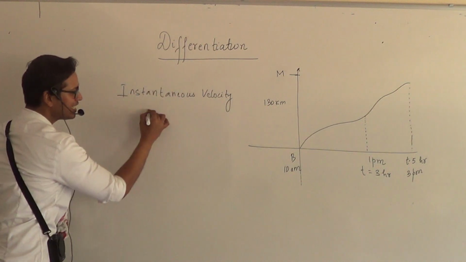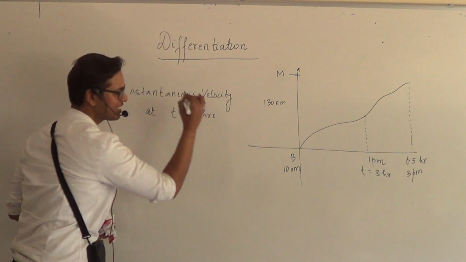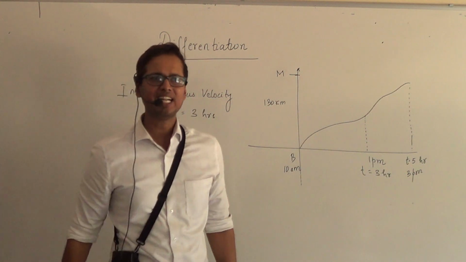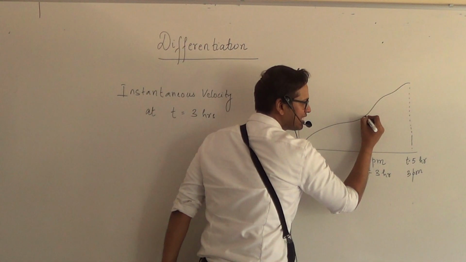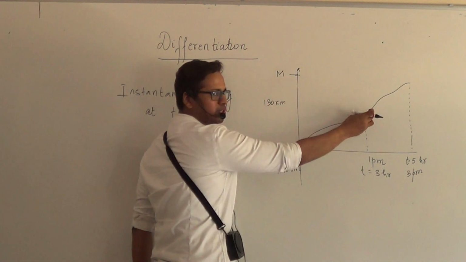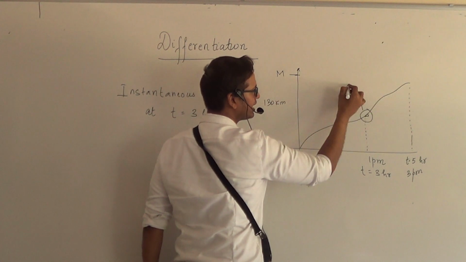At which instant? At t equal to 3 hours, correct? Isn't it? Or at 1 p.m. So how do I find that out? For that I have to see how much is the displacement covered by the body. I know it's going to be too small for you to look at, so I'm just zooming in and making it here.